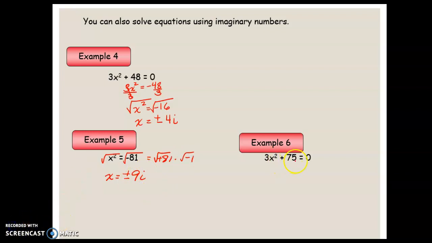All right, we got one more. I'm going to call it on this one and get to video 2. Let's subtract 75 off both sides. So you have 3x squared equals negative 75. Divide through by 3. And you have x squared equals negative 25. Take a square root of both sides. And x is going to equal positive or negative. That's because the square root of x squared is actually the absolute value of x. So you're going to have a positive or negative 5i.